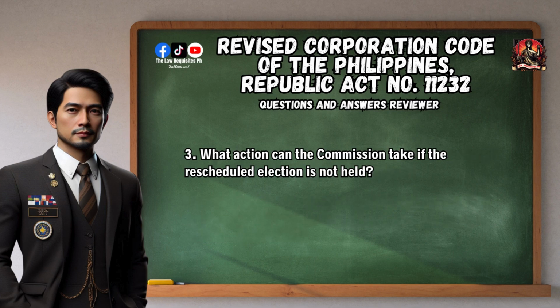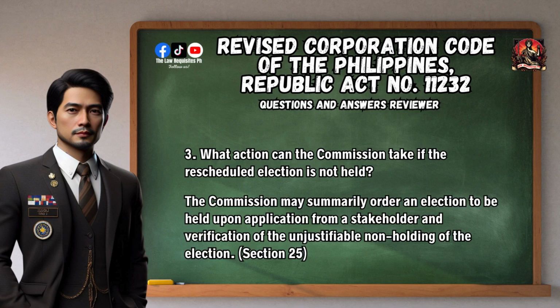3. What action can the Commission take if the rescheduled election is not held? The Commission may summarily order an election to be held upon application from a stakeholder and verification of the unjustifiable non-holding of the election. Section 25.